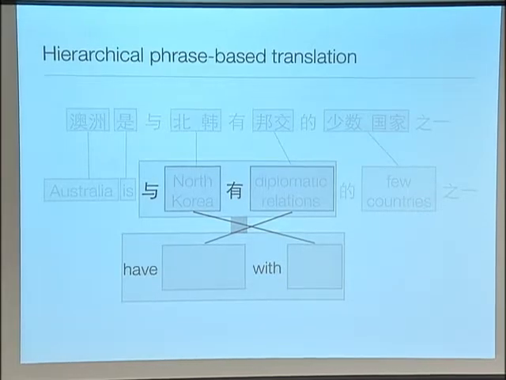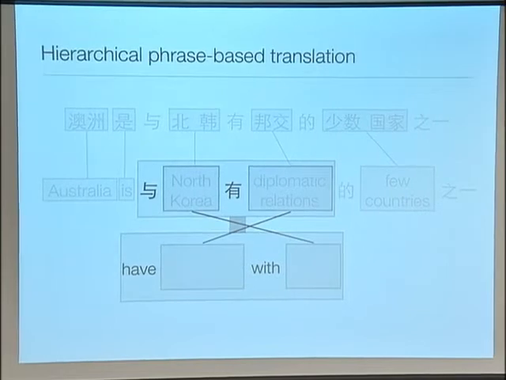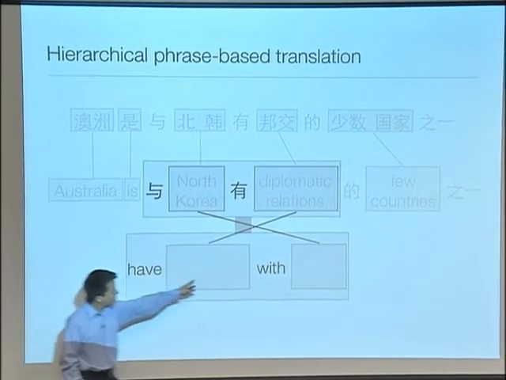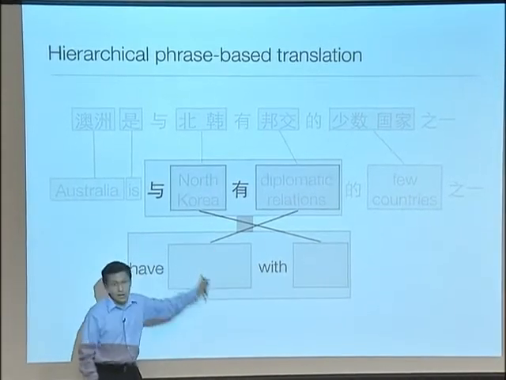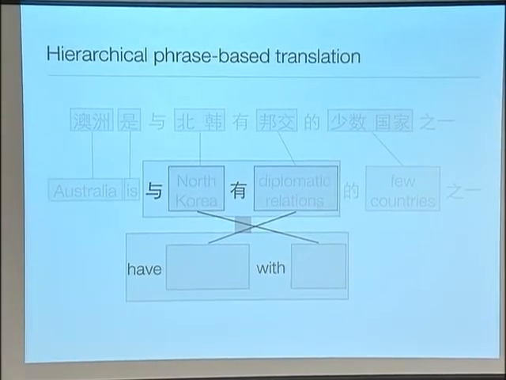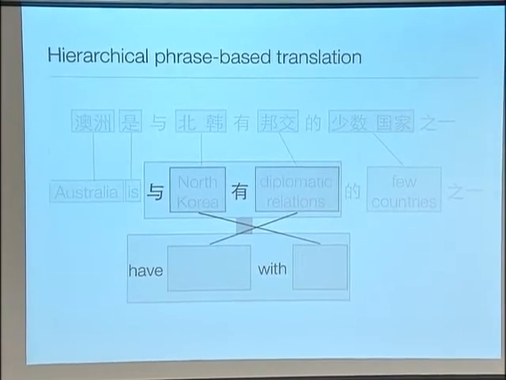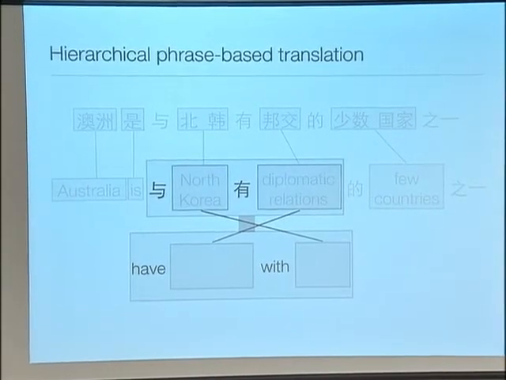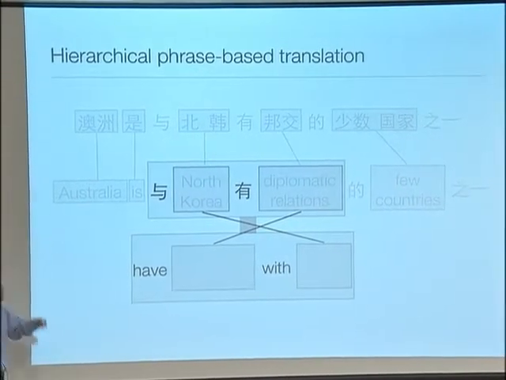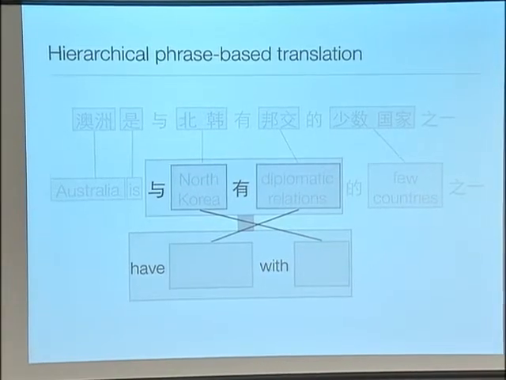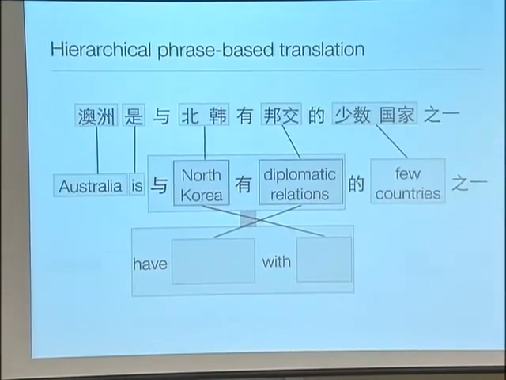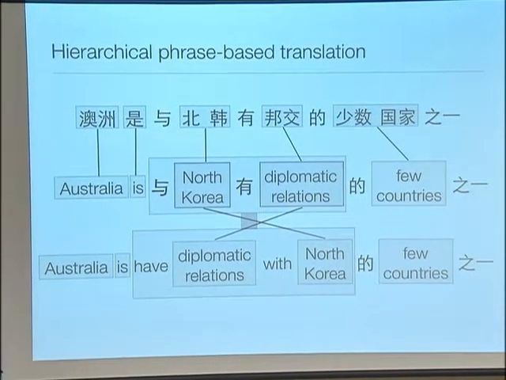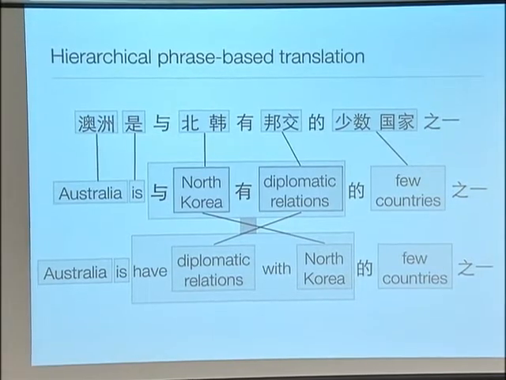So this rule says, if I see the word yu followed by anything, followed by yo, followed by anything, then that could translate into the English have something with something, and importantly, the two empty boxes get flipped, reflecting the fact that in Chinese, prepositional phrases tend to come before the verb phrases, and in English, they could go either way, but more typically afterwards. Okay, so after applying this rule, we have this partial translation. Australia have diplomatic relations with North Korea, a few countries.